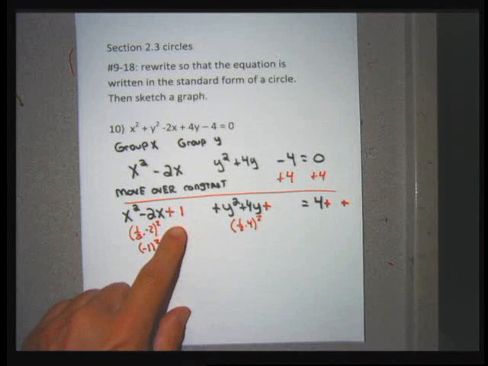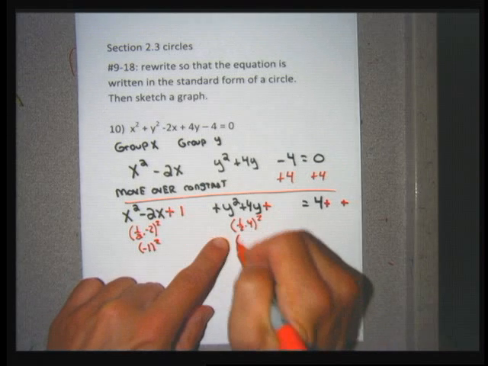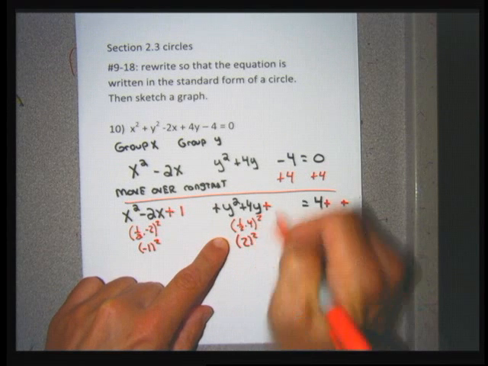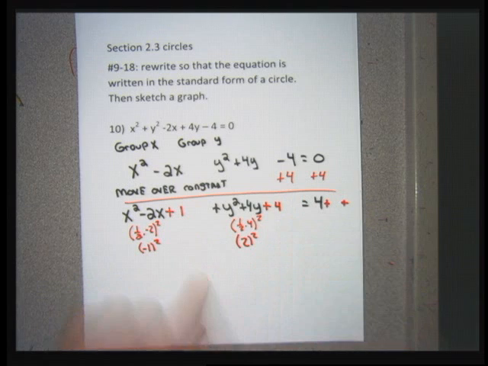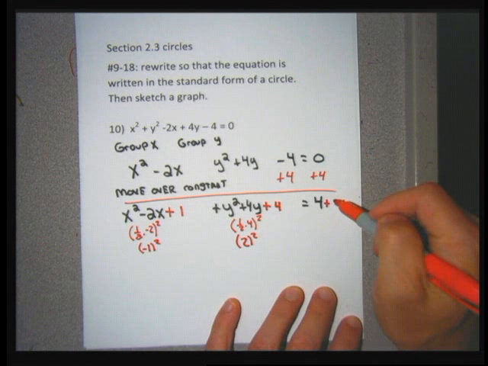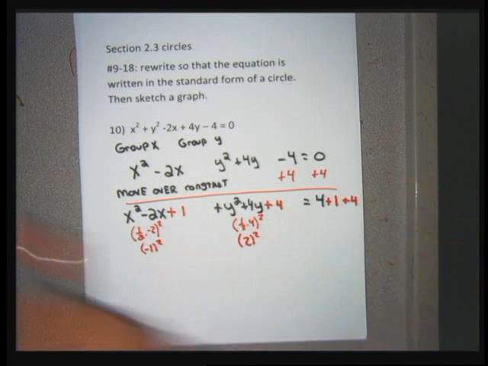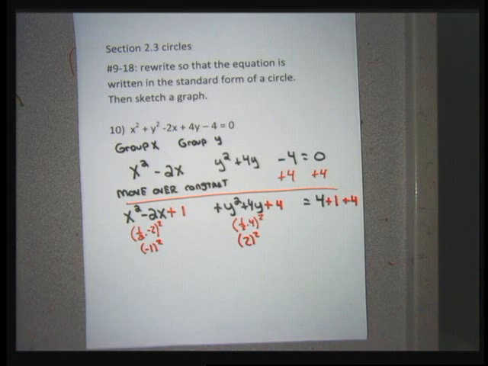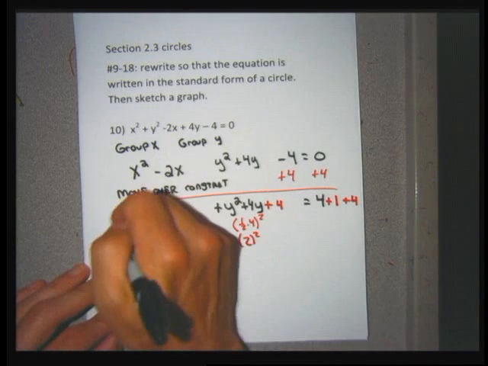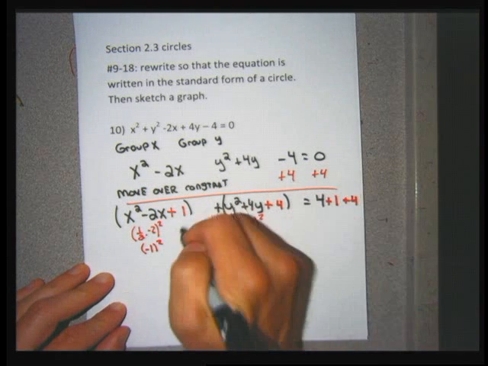I'm going to add that 1 after the x. After the y's, half of 4 is 2. 2 squared is 4. So after the y's, I'm going to add a 4. To the right-hand side, to keep the equation balanced, I'm going to add a 1 and a 4 because those are the numbers I added on the left-hand side. Now I'm going to factor. I'm going to factor these and these.